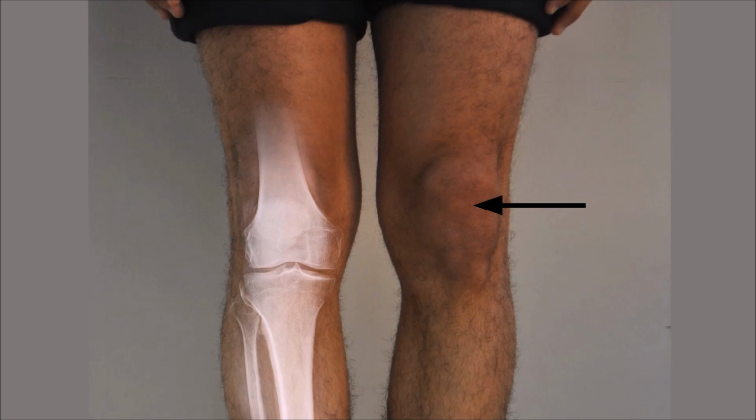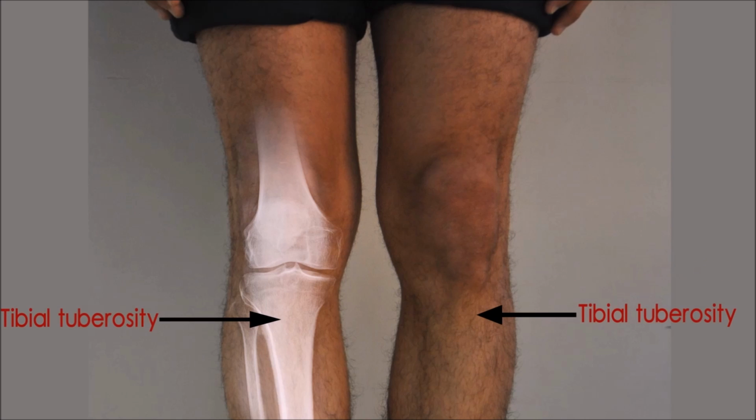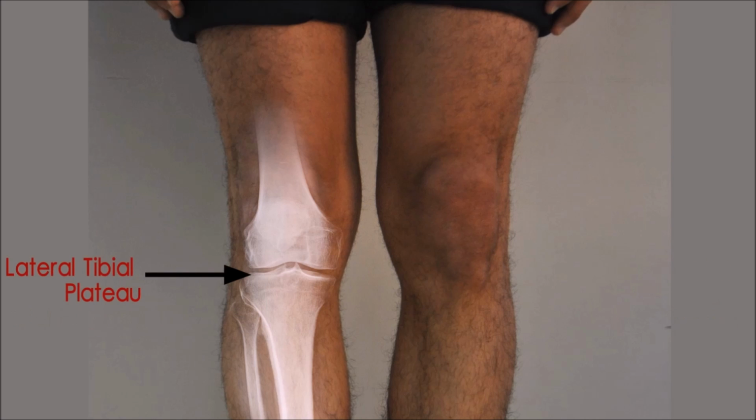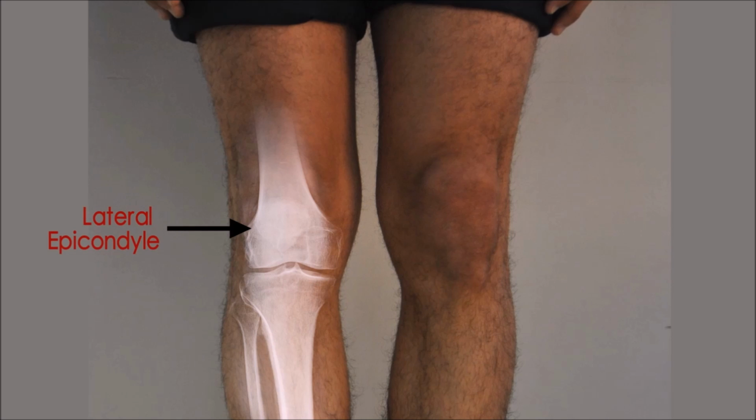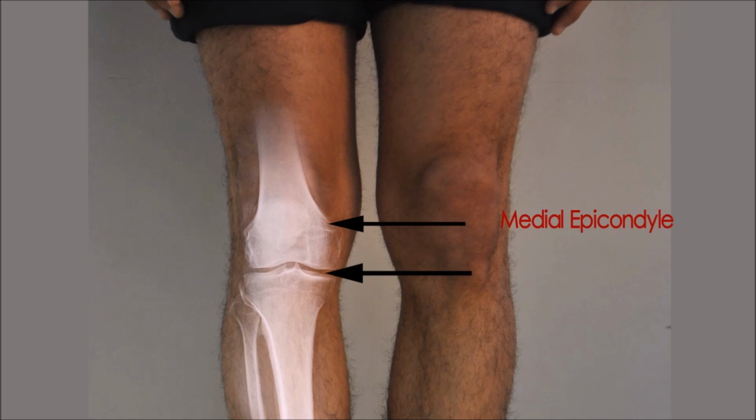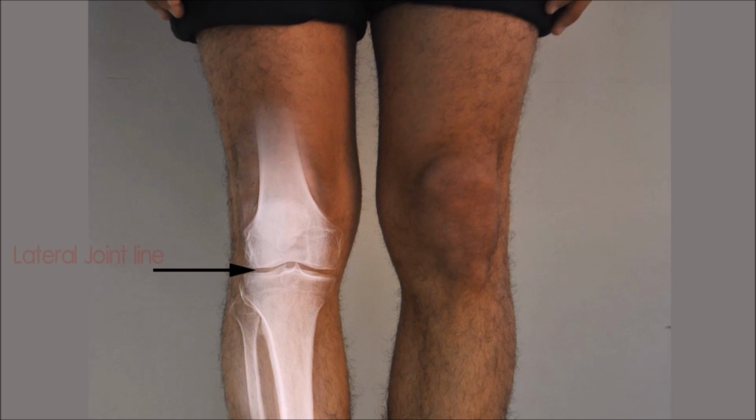A quick review of surface anatomy before palpation. Patella, quadriceps tendon, patellar tendon, tibial tuberosity, lateral tibial plateau, medial tibial plateau, lateral epicondyle, medial joint line, lateral collateral ligament, medial collateral ligament, medial condyle, lateral condyle.